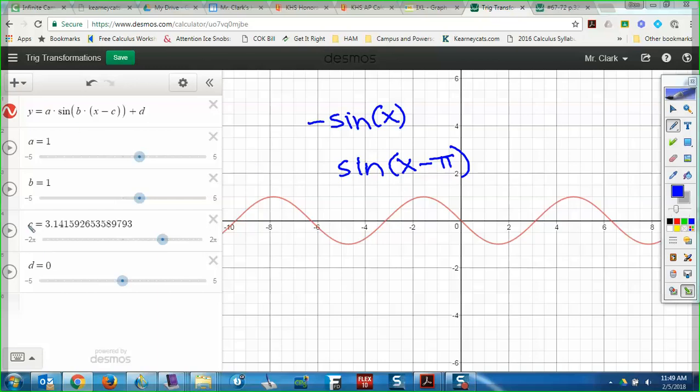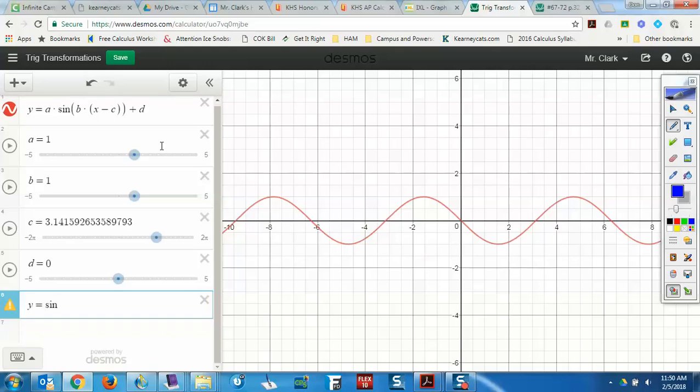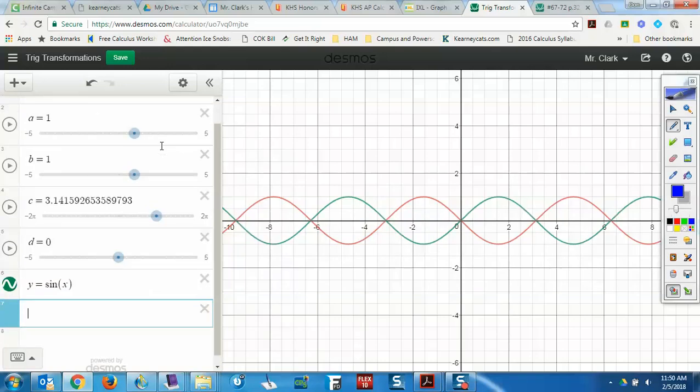I mean, let me, oh shoot, I thought I had that on here. For example, if I put a new one here and I typed in, let's just put in the normal sine curve, okay? There's a normal sine curve. Now what would happen if I shifted the red one to the right? Let's move it back. What would happen if I shift the red one 2 pi to the right? Shouldn't it land right on top of itself, right?